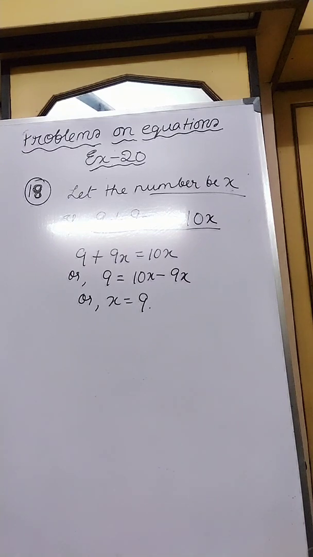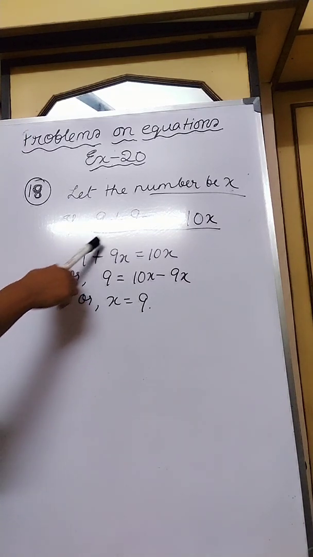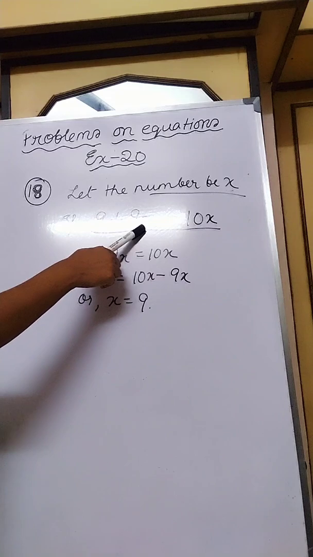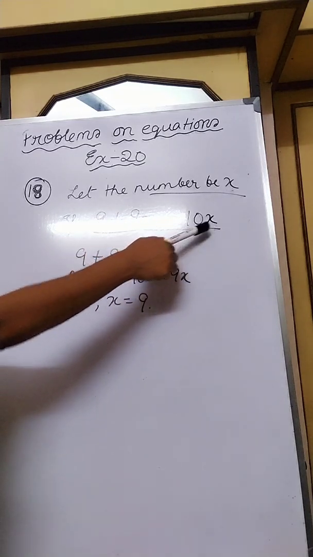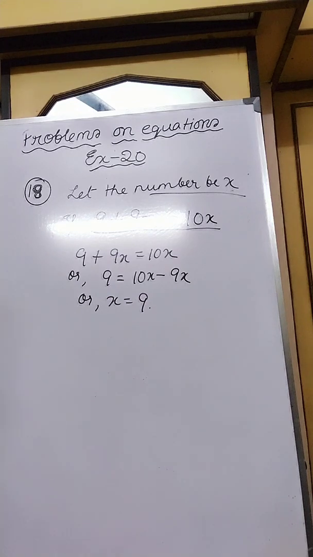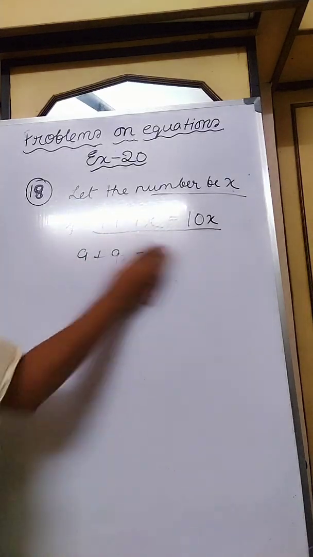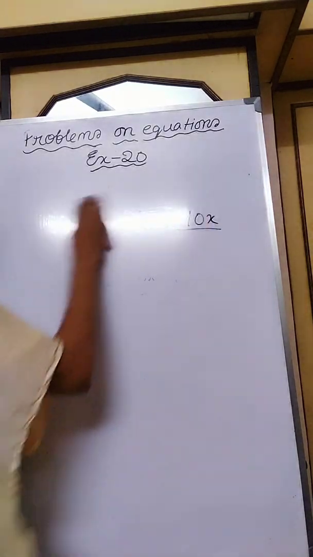The number is 9. 9 plus 9 into 9, 81. 81 plus 9 is 90. Again 10 into 9 is 90. So the sum is solved. It's a very easy sum to solve. Next we will solve another sum. Rubbing this board in order to solve the next sum.